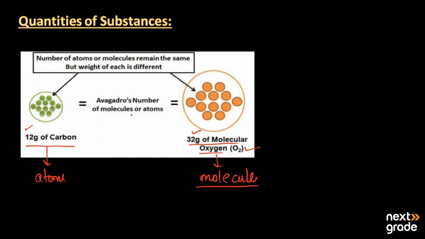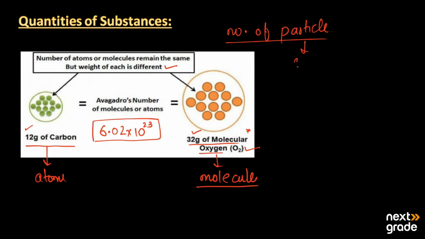As the mass of both is different, it's 12 gram and it's 32 gram. But Avogadro's number of molecules or atoms is the same, and that number is 6.02 into 10 raised power 23 particles. So the number of atoms and molecules remains the same, but the weight of each is different. It is 12 gram and it is 32 gram. So the weight is different, but the number of particles is the same because it is equal to Avogadro's number.